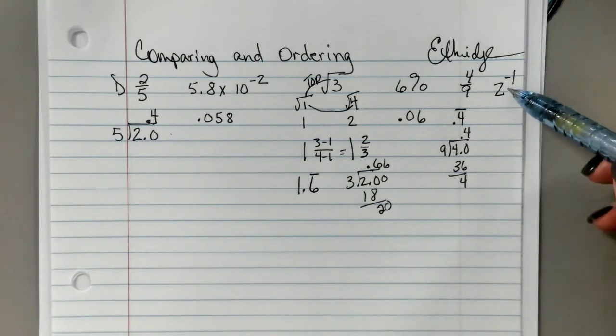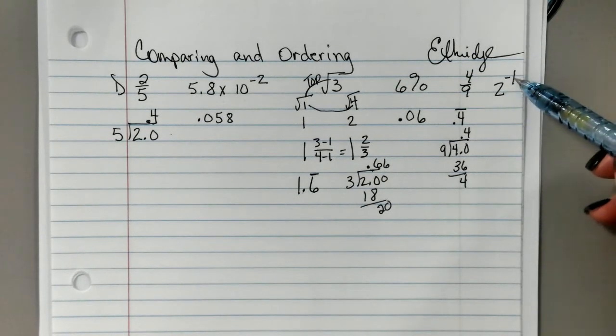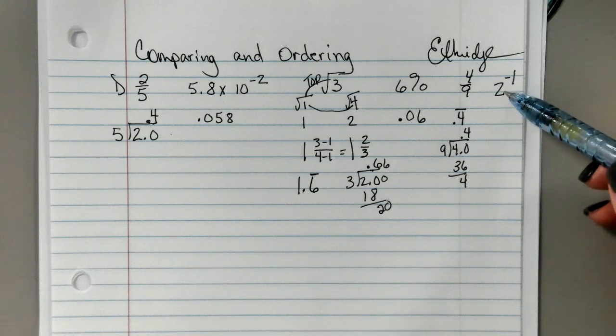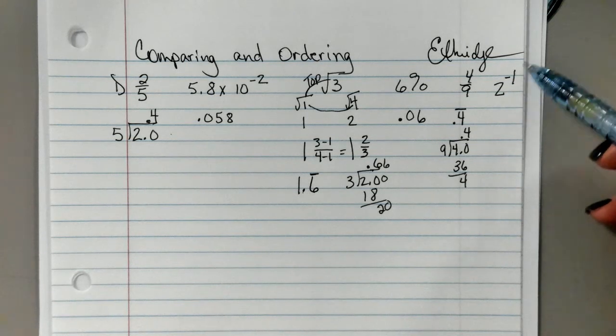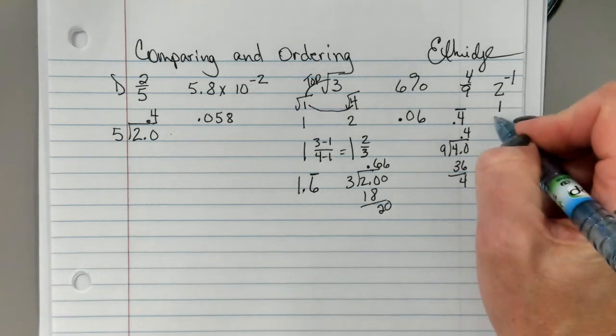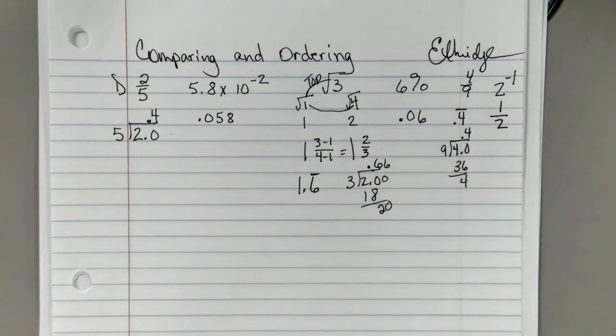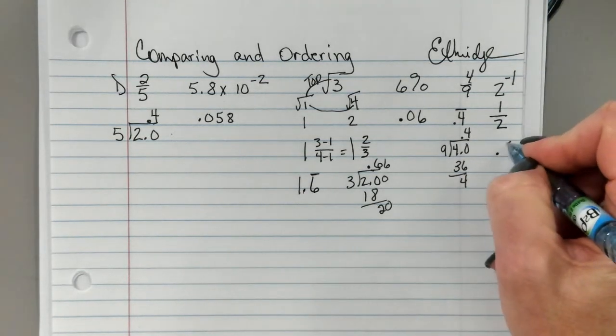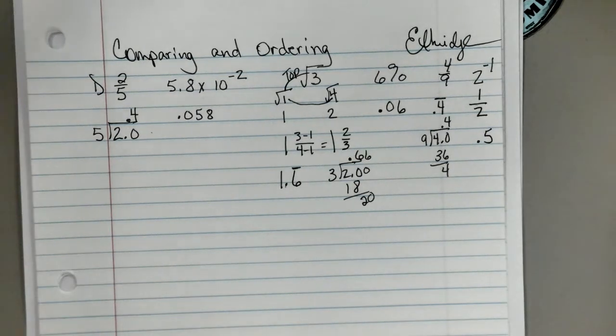And then 2 to the negative 1. Any number to the negative exponent means that this 2 needs to go to the bottom, that it's a fraction. So I'd have 1 over 2, and 1/2 is 0.5.